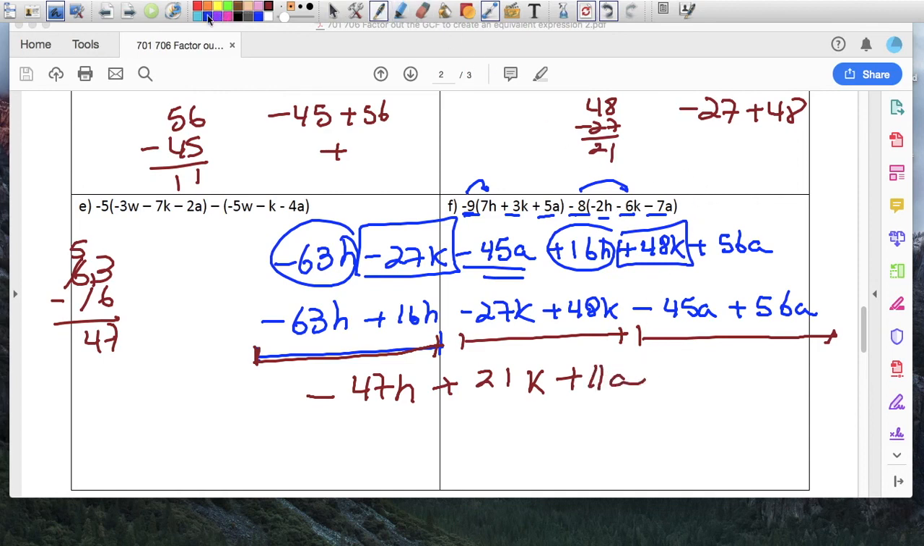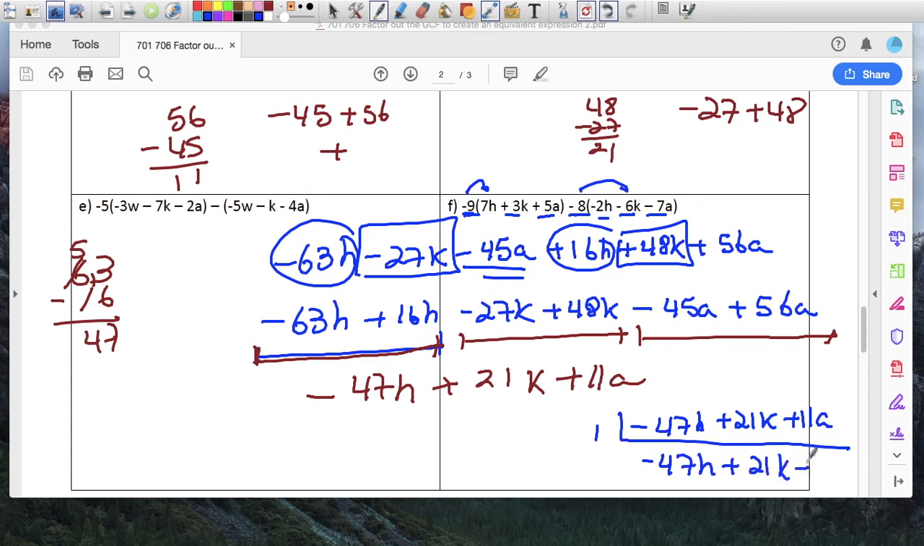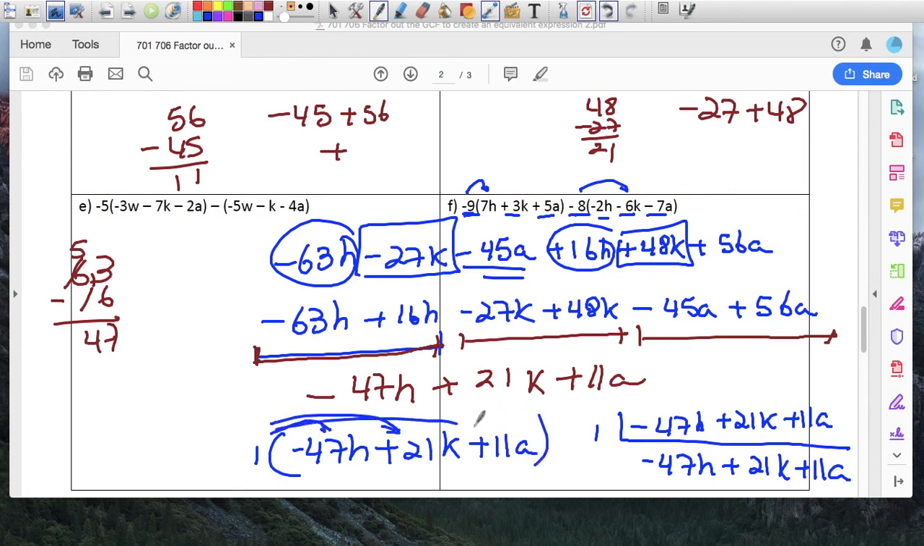Well, there are no common factors here. So if you did the ladder method, plus 21k plus 11a, you would get just 1. Right? There's no other number. So it's going to be 1 times the parentheses negative 47h plus 21k plus 11a. And that's that. And you can always check by applying this to your copy to see if you did it correctly. Okay, so that's it.